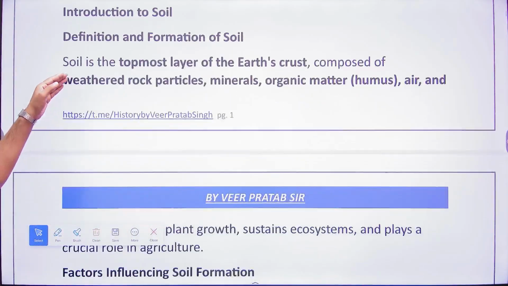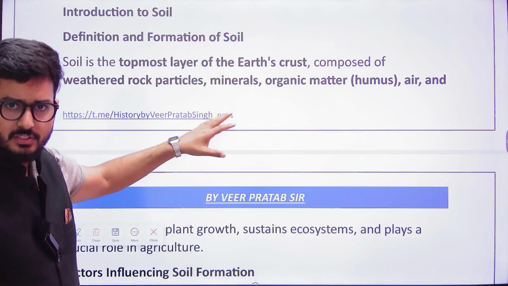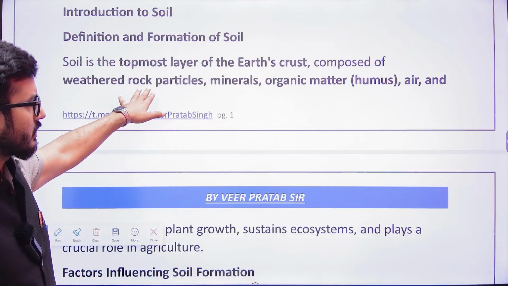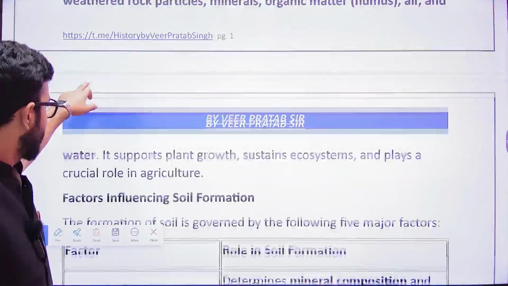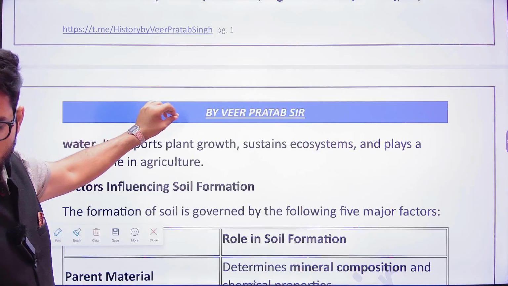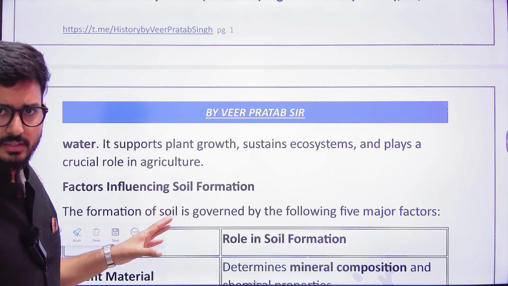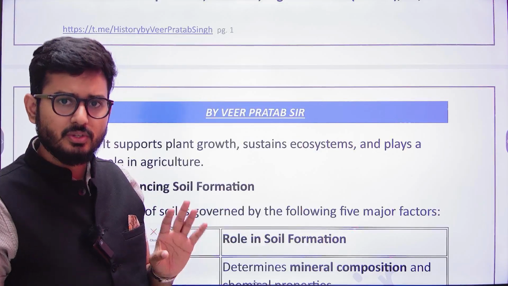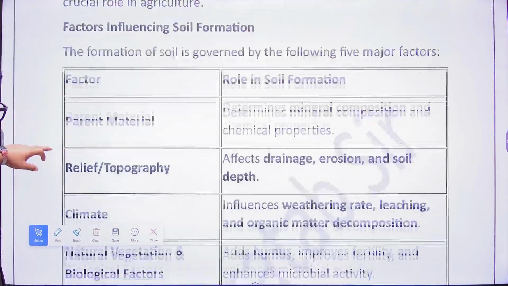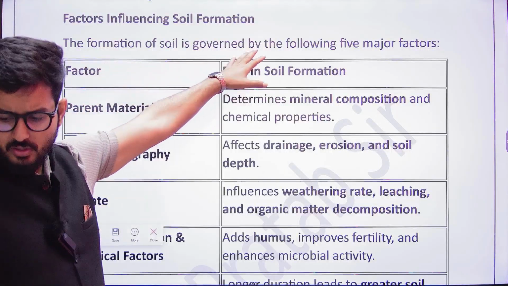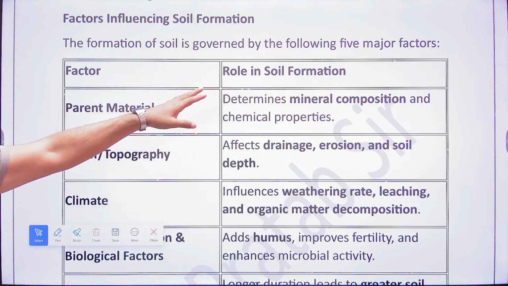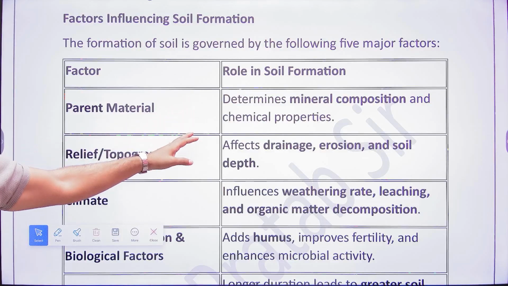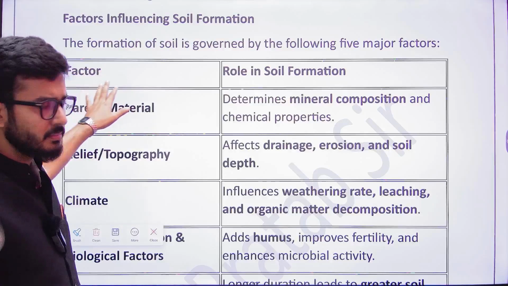Soil is on the topmost layer of the earth's crust, and it is composed of weathered rock particles, minerals, organic matter, air and water, and it supports plant growth. This is the basic element. Always remember, there are certain basic parameters on which soil gets formed. There are five basic parameters on the basis of which soil can be formed. The first of the parameters is the parent material.